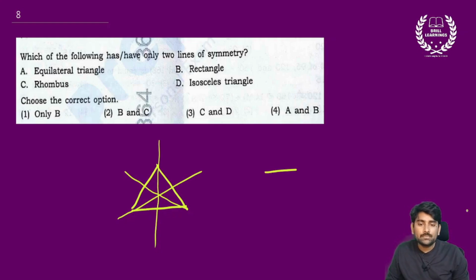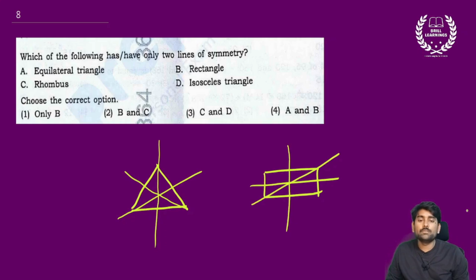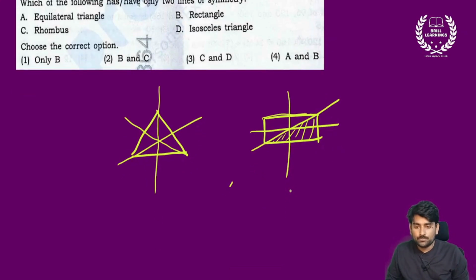Option A. Rectangle has 2 lines of symmetry only, horizontal and vertical. Okay, if I cut like this, it will not be a symmetry. Why? Because this portion will not overlap with this portion. Okay, that is why. So rhombus, coming to rhombus.